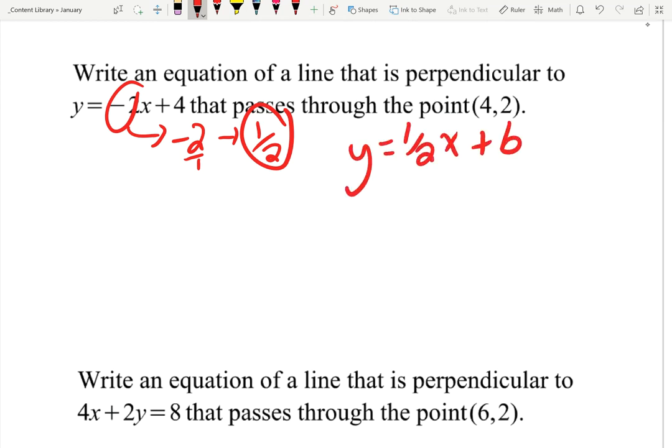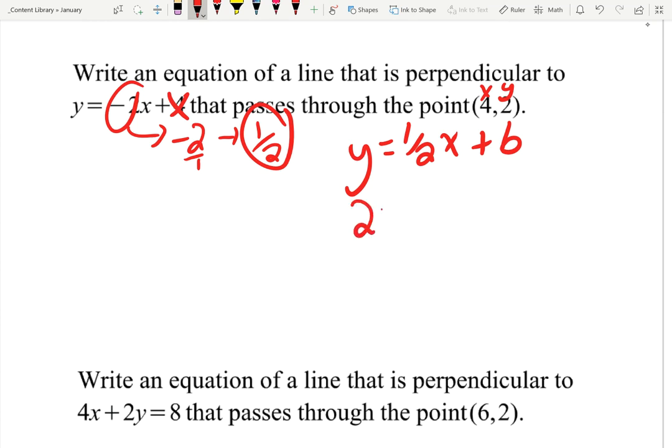But remember, again, I don't know b. It's not going to be the same one that we started with, that +4. Right? It's going to be a new y-intercept. It's going to be a new number. So same process though. X is a 4, y is 2. And so we're going to plug those in.